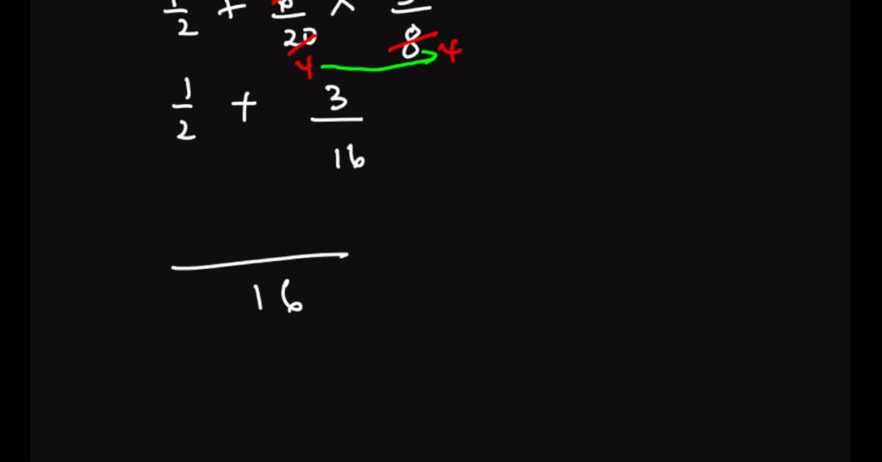Then we take the fractions one by one. So this denominator, how many times will it divide this 16? And that's going to be 8 times. So 8 times the numerator 1 gives us what? 8. Then plus, 16 here divides this 16 how many times? That's 1 time. So 1 times 3 gives us what? 3. So at the end of the day, you're going to have 11/16.